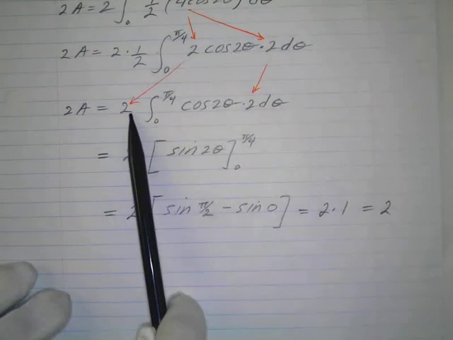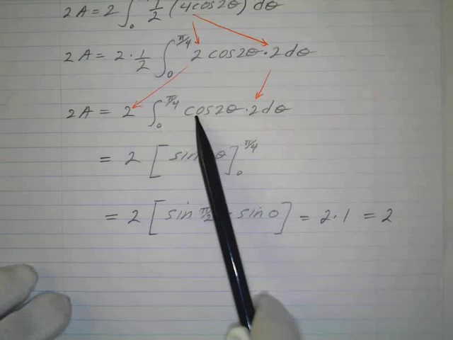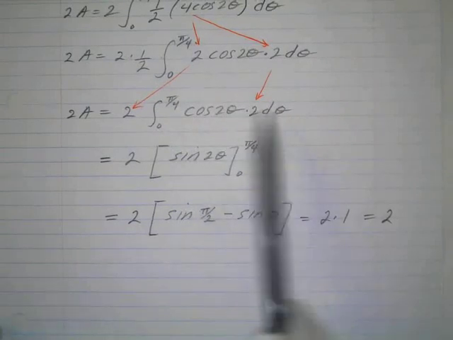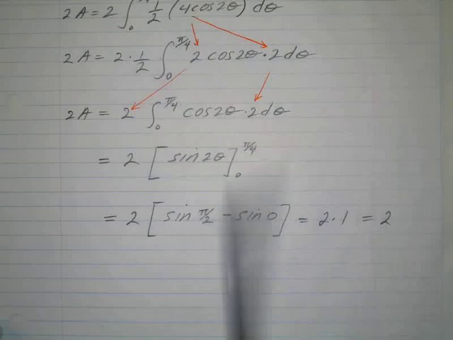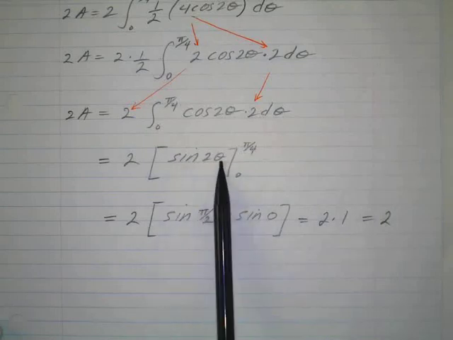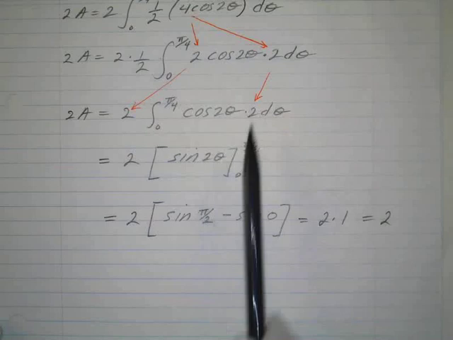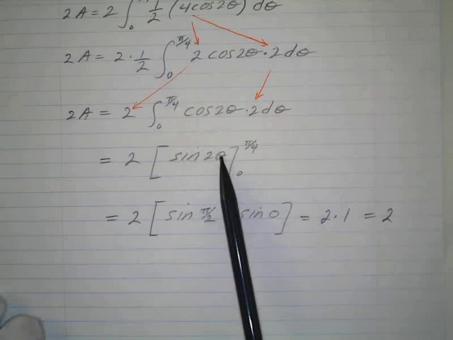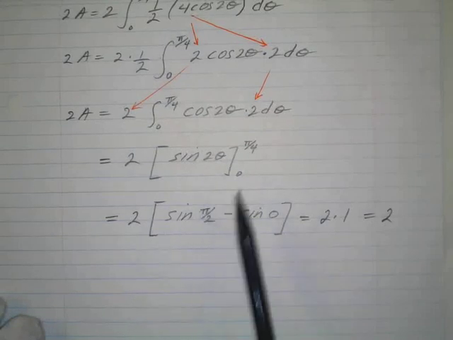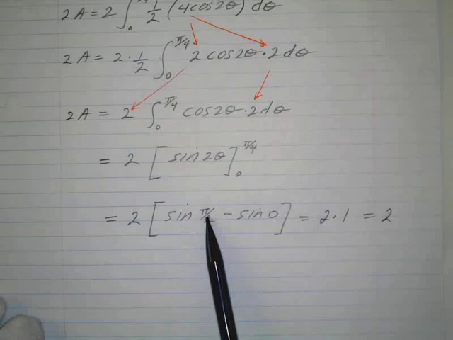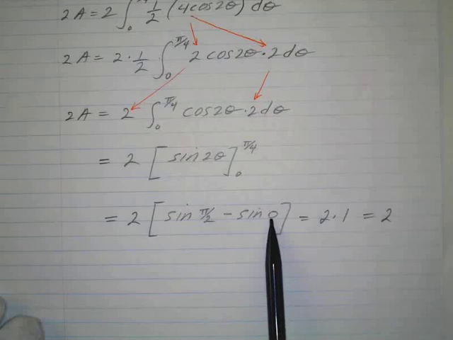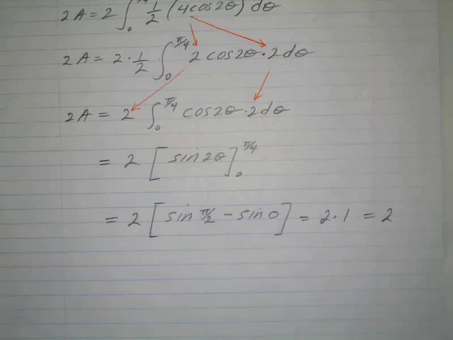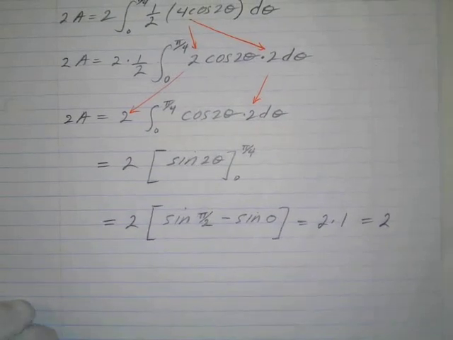So now we've got this 2 out in front, the integral from 0 to pi over 4 of cosine of 2 theta times 2 d theta, and this is all set for our antiderivative, which is the sine of 2 theta. You can always check it: if you take the derivative of the sine, you get cosine of 2 theta times 2. That's 2 times the integral from 0 to pi over 4. If I put pi over 4 in here, I get the sine of pi over 2, which is 1. Put 0 in here, the sine of 0 is 0, so I just have 1. That's 2 times 1, which is 2. So all that for 2.